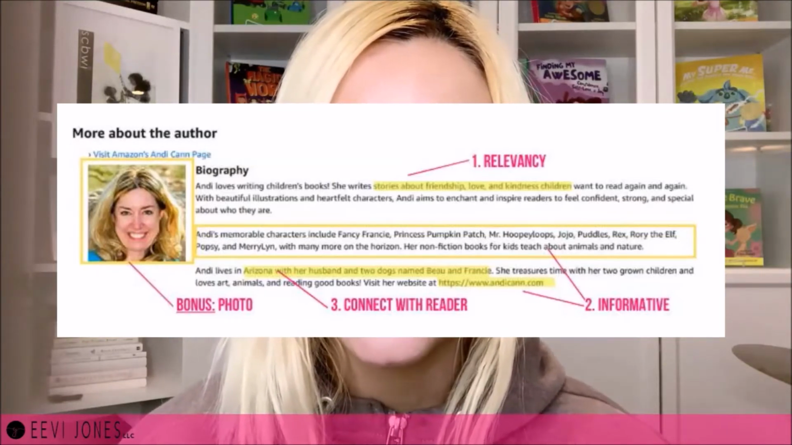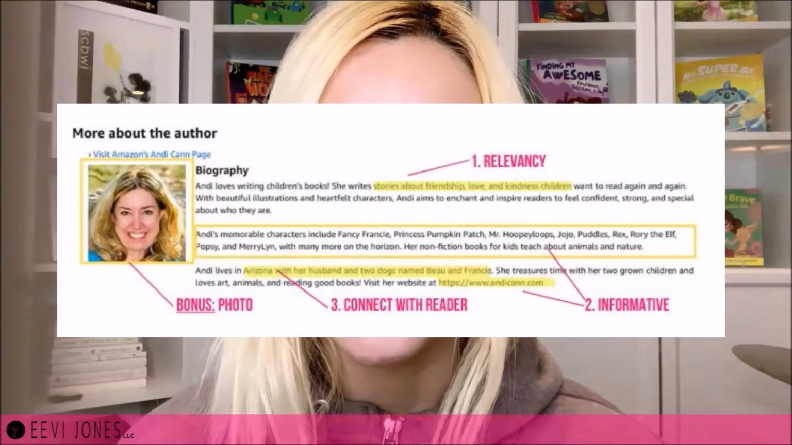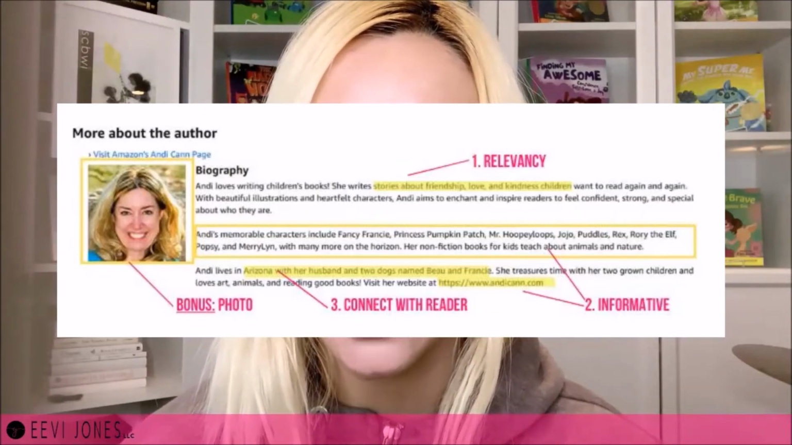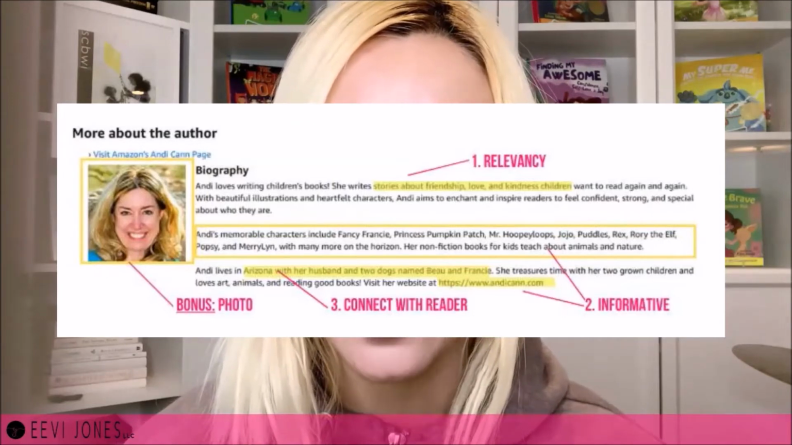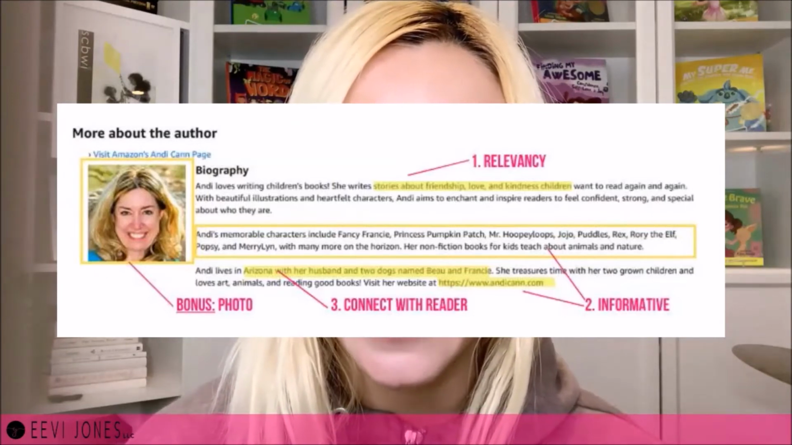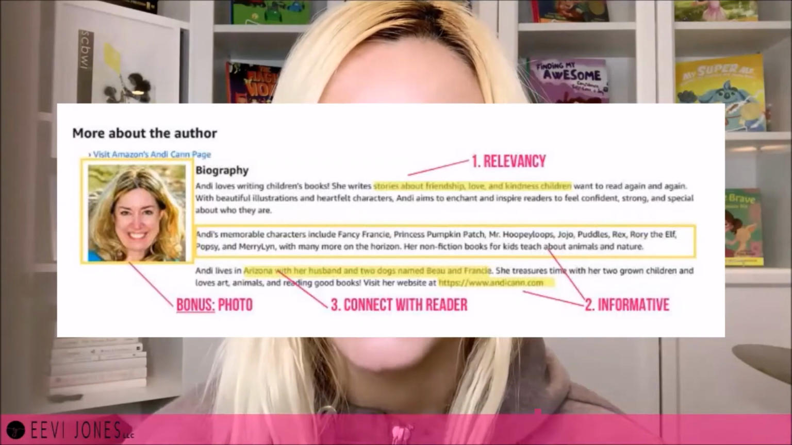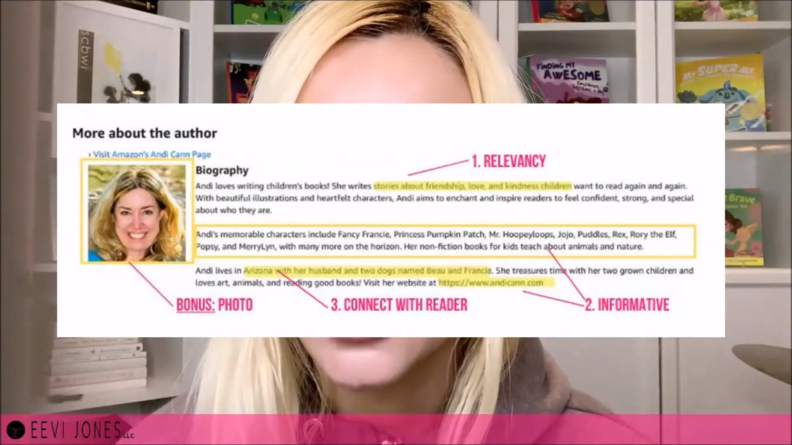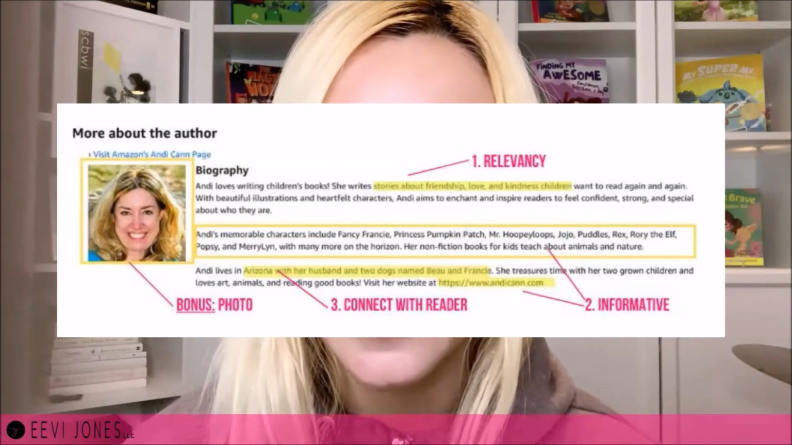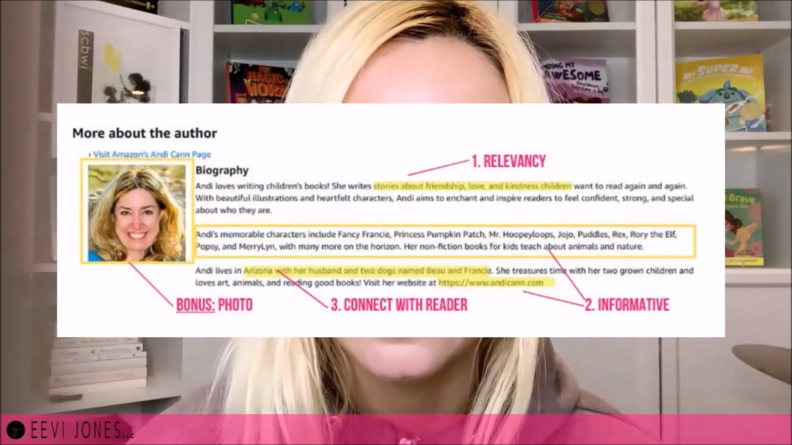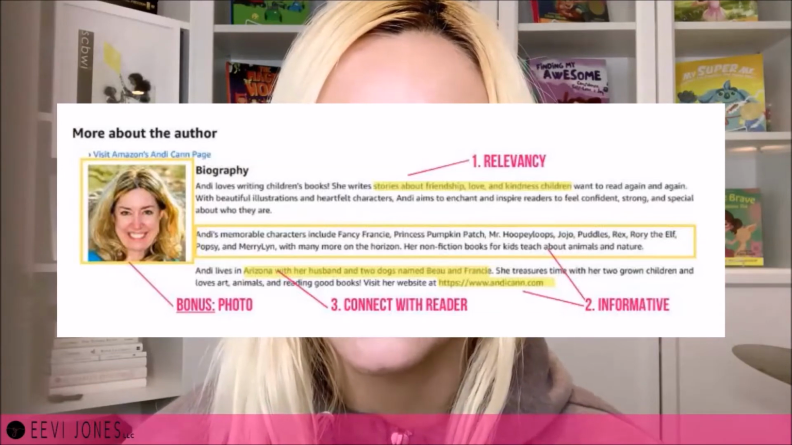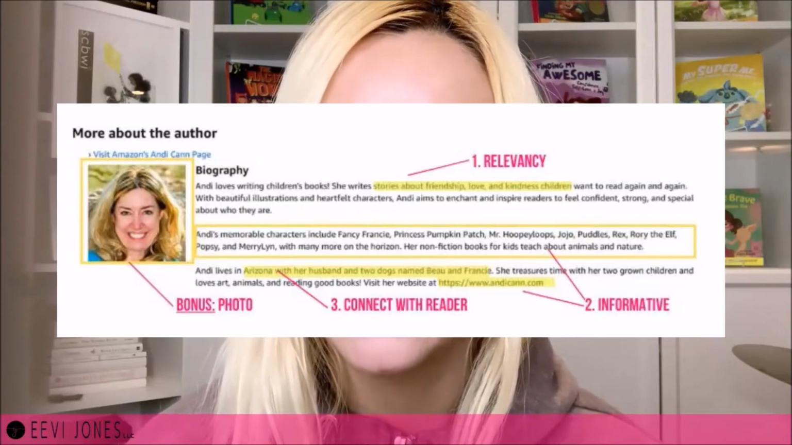With beautiful illustrations and heartfelt characters, Andy aims to enchant and inspire readers to feel confident, strong, and special about who they are. Andy's memorable characters include Fancy Francie, Princess Pumpkin Patch, Mr. Hoopaloops, Jojo Puddles, Rex, Rory the Elf, Popsy, and Marilyn, with many more on the horizon. Her non-fiction books for kids teach about animals and nature.